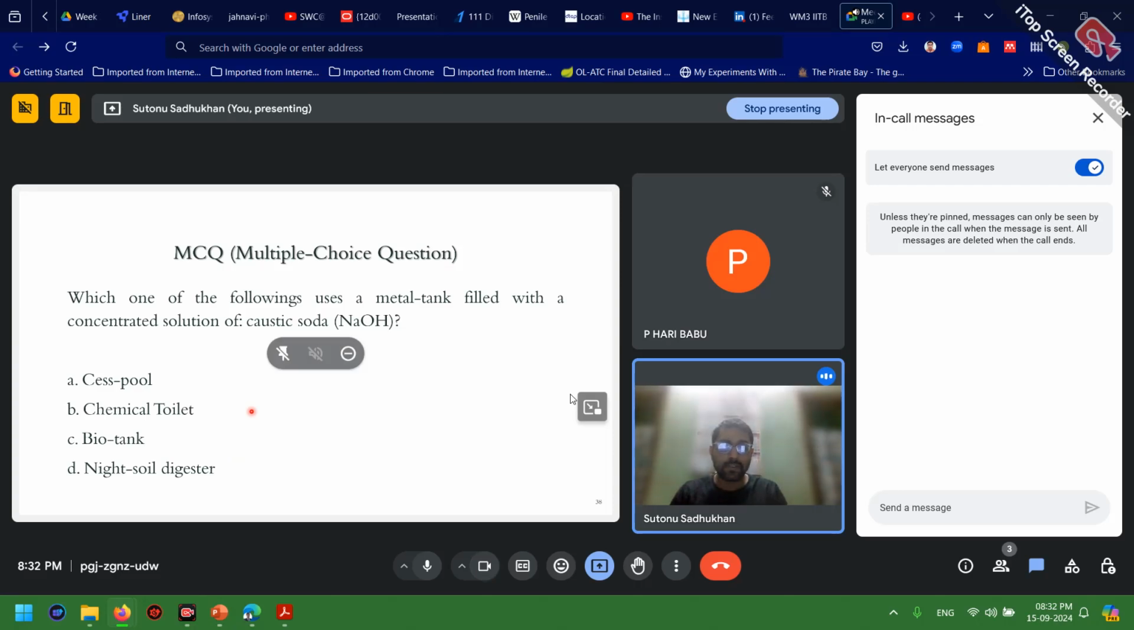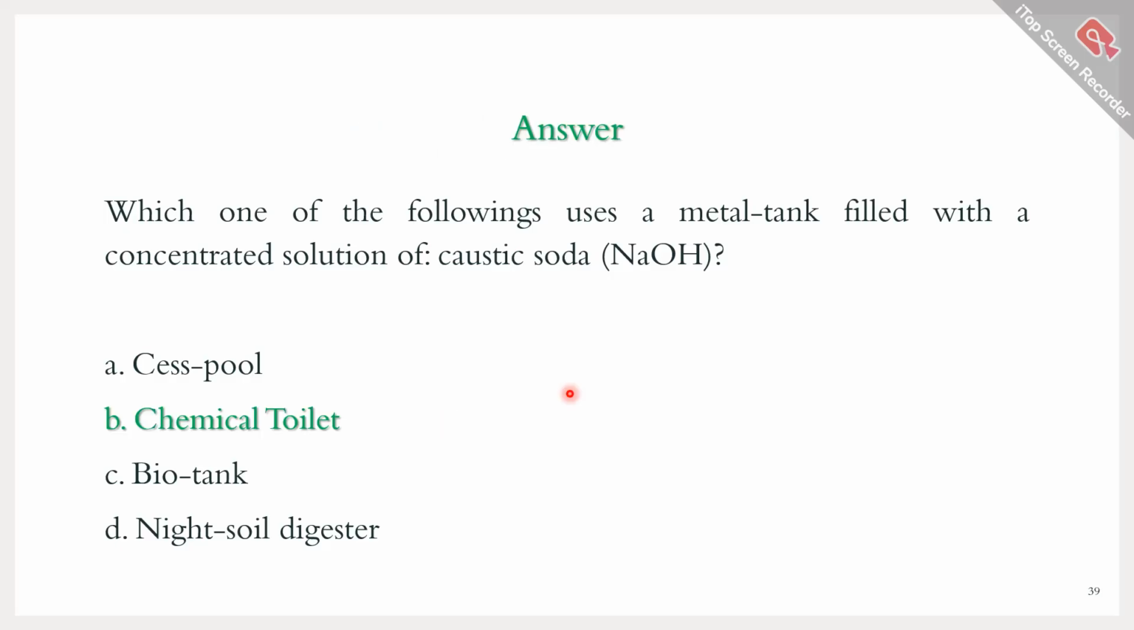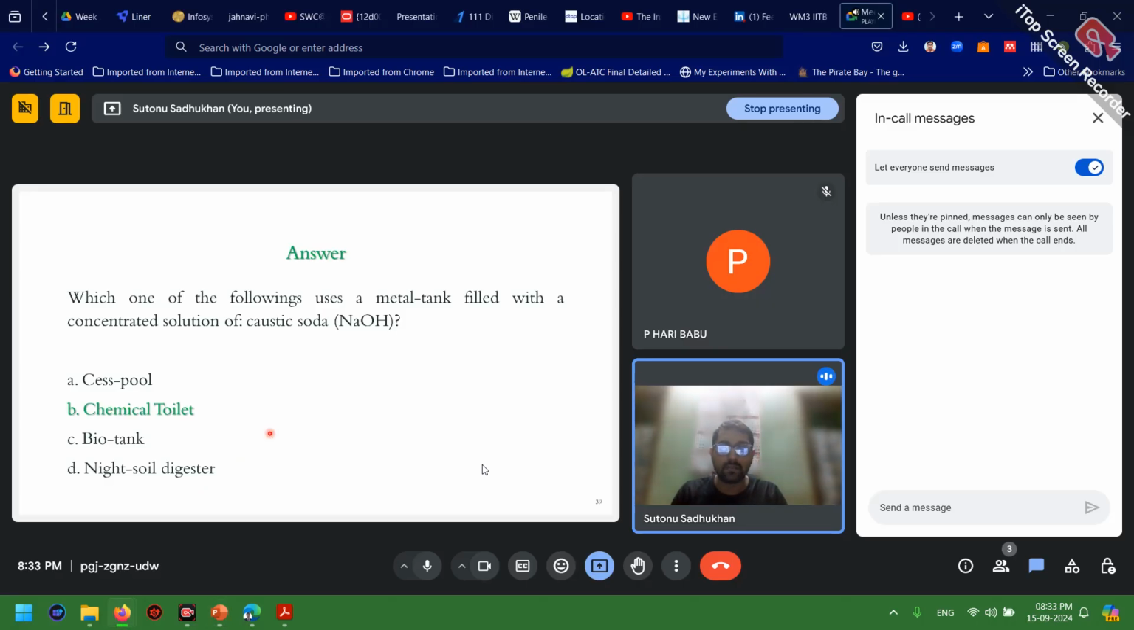Okay, so we'll move on to our solution. The answer is chemical toilet. All the other things, cesspool, biotank, night soil digester, don't use caustic soda. Only the chemical toilet, where a metal tank filled with a concentrated caustic soda solution is used. Okay, the term itself is obvious. It's chemical toilet. So what chemical is being used? The caustic soda concentrated solution is harmful for biological organisms. Those are used in biotoilet. Okay.